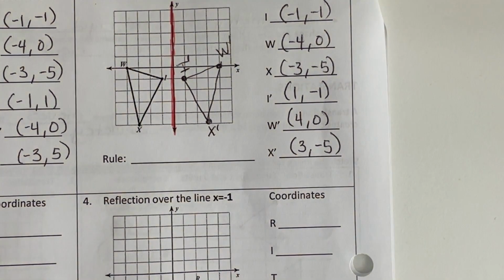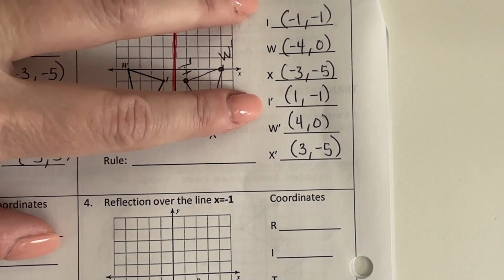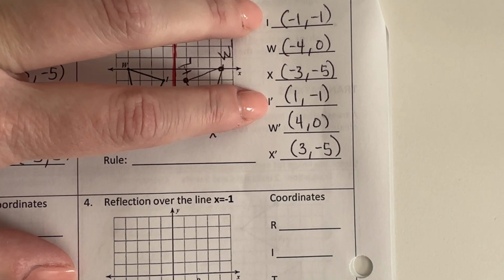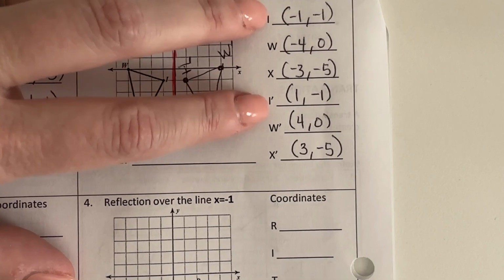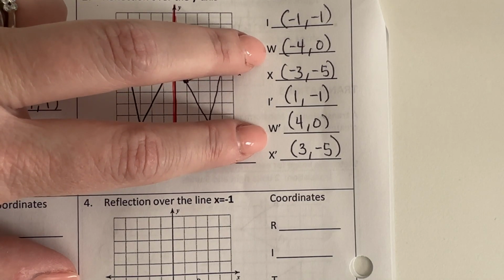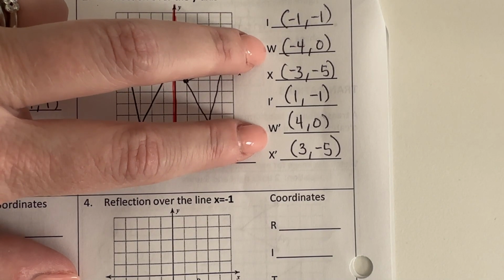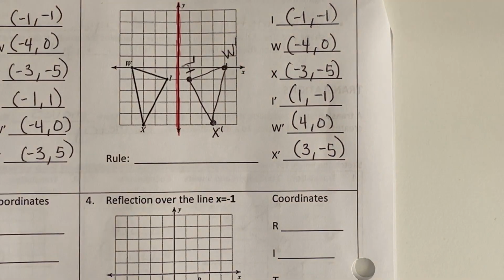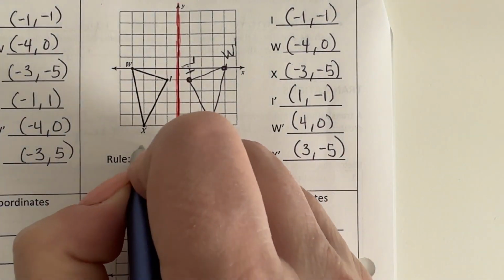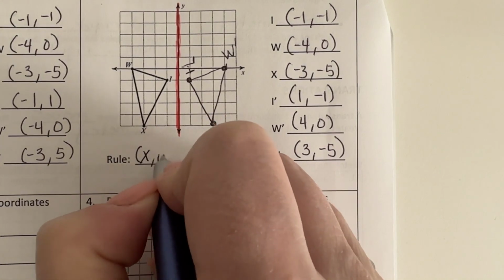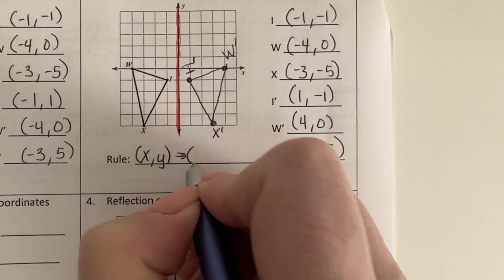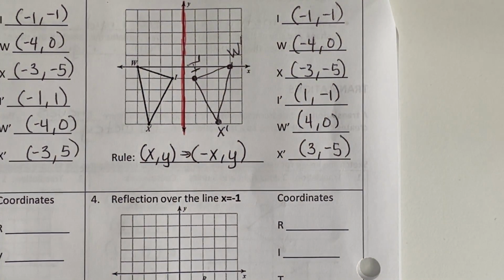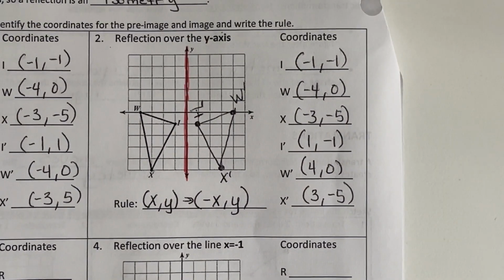Okay, so how do I figure out my rule? Take a look at your two I's. The only thing that changed was the sign on the X. Look at your two W's. The only thing that changed was the sign on your X. Look at your two X's. The only thing that changed was the sign on the X. The Y value stays the same. So my rule, X comma Y, is -X comma Y. And that way I can do any shape that I want with a reflection.